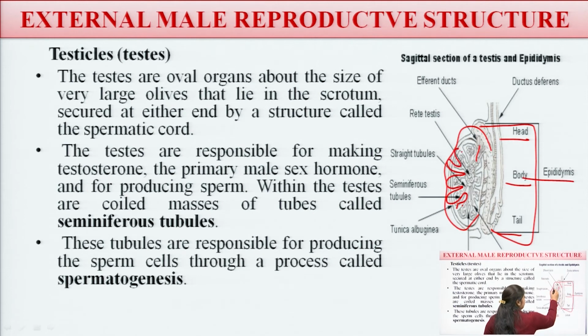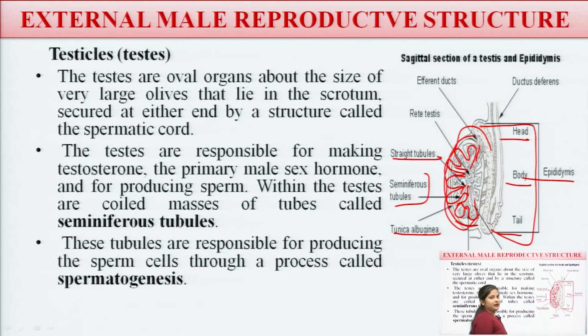These structures are known as the seminiferous tubules, and there are some connections, that is the straight tubules, and this lining is known as the tunica albuginea. Then this is the rete testis, and there are efferent ducts. The efferent ducts are for the ejaculation or for the entrance of the fluid.